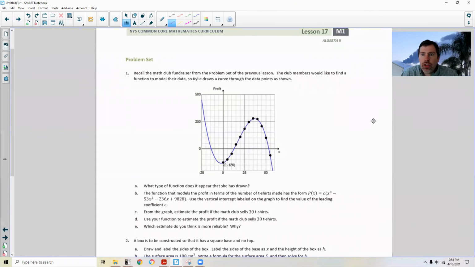Okay, page 4 brings us to the end of lesson 17. Go to your problem set.